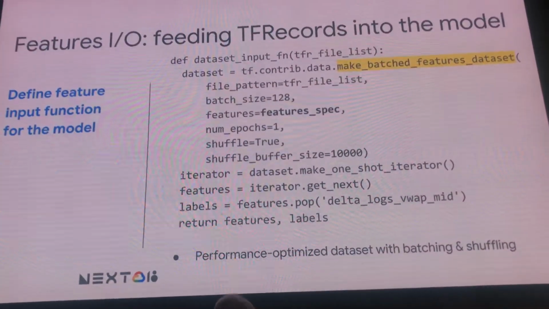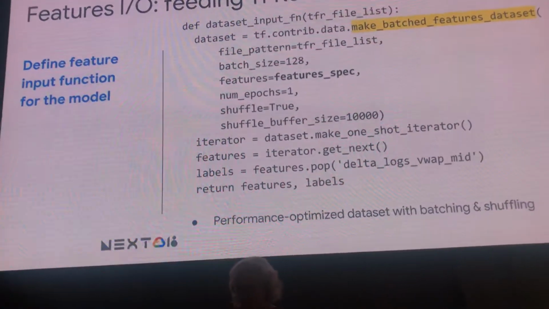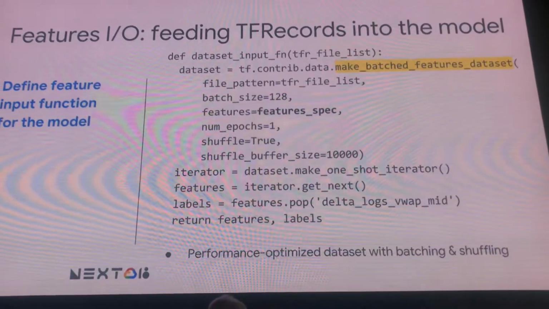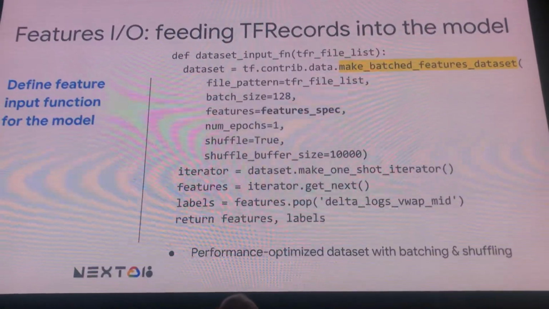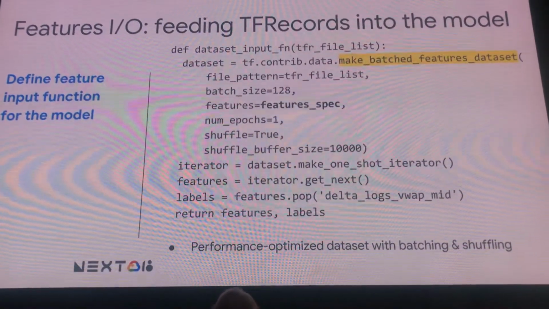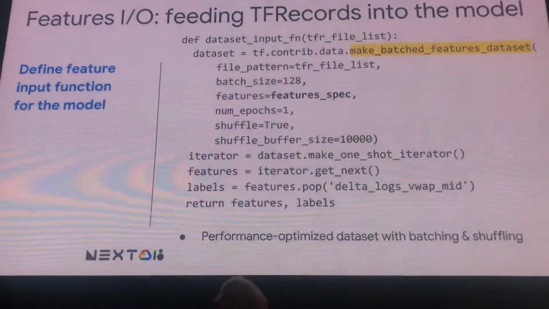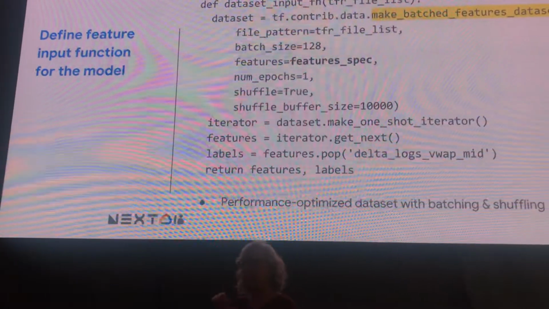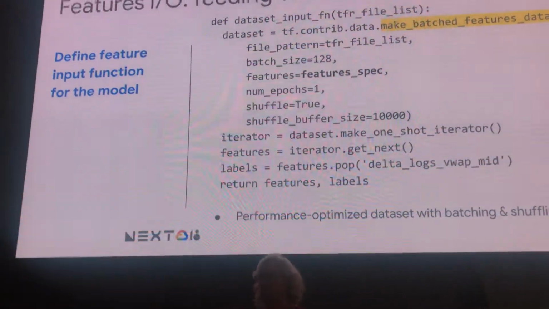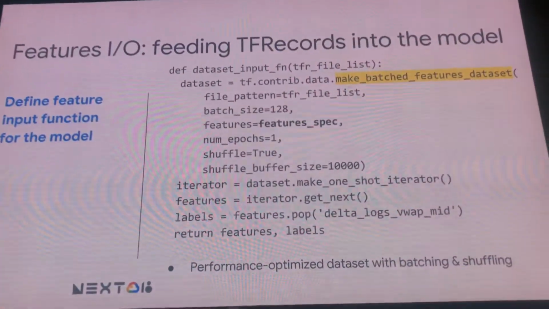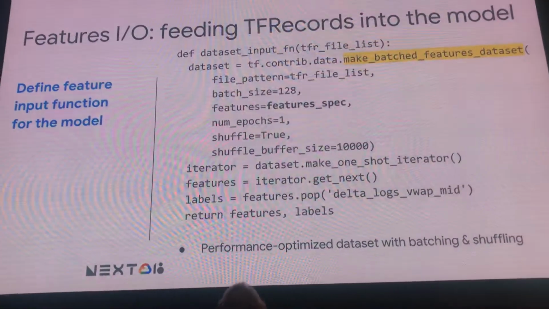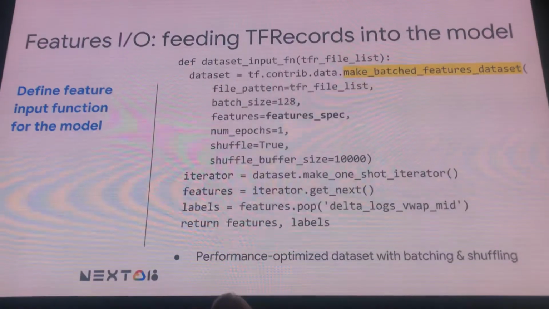The first step is constructing a data set. And for this, I recommend using a function called makeBatchFeaturesDataSet. It creates an already performance-optimized data set with batching and shuffling built in. So you don't need to worry about reading your data efficiently. You don't need to worry about setting up multiple threads to read your data, because sometimes it's a bottleneck. It does everything for you. So where previously you would make several function calls, here you can just use this function.